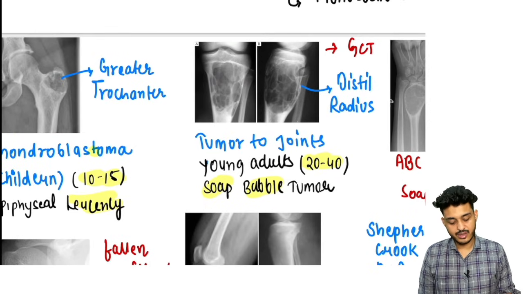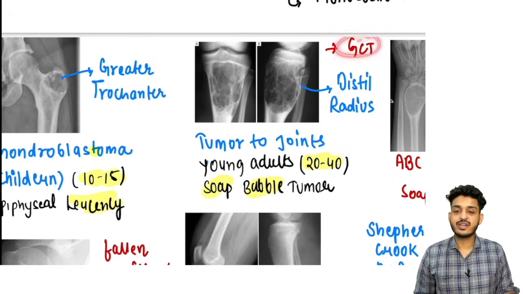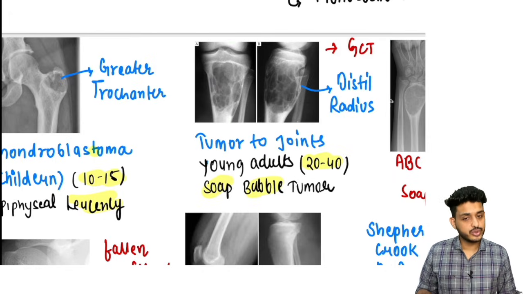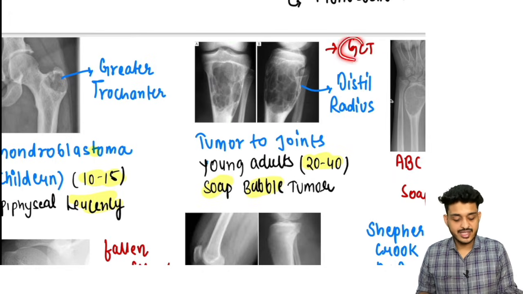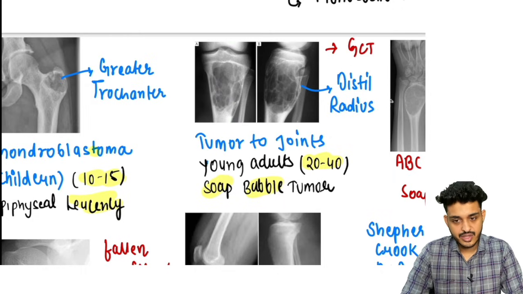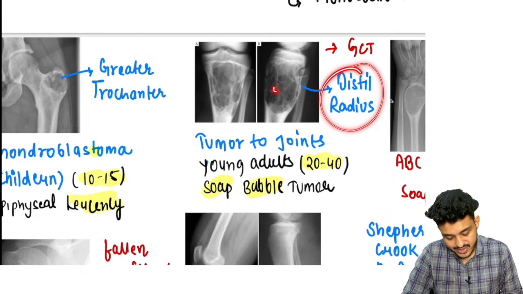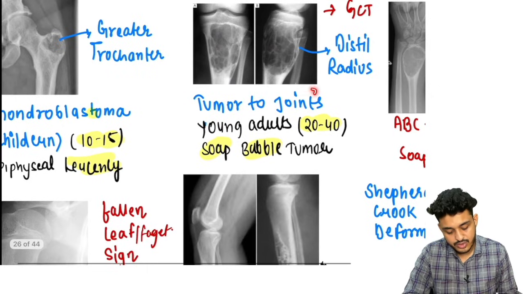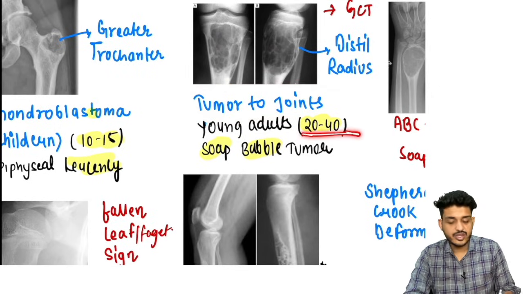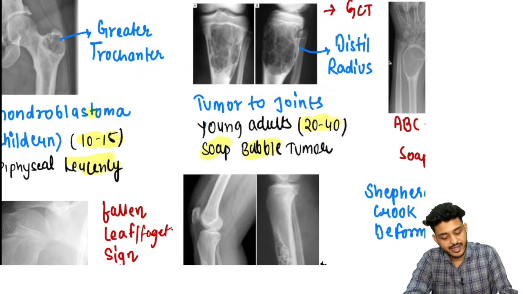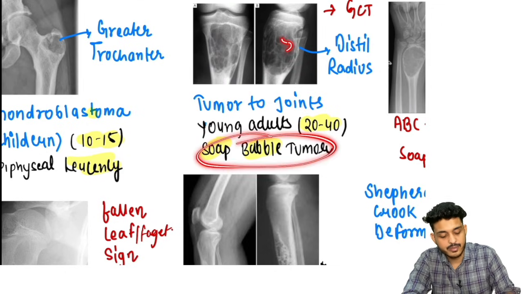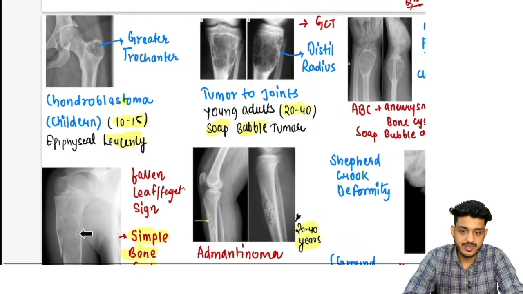Second one, we have got the tumor which is very, very important. The tumor which is going to go to the joints. This is your giant cell tumor, nothing else but your giant cell tumor, which is going to go to the distal radius. It can involve the joints also. Generally seen in adult patients, and here you will have this soap bubble appearance. Soap bubble appearance will be there.